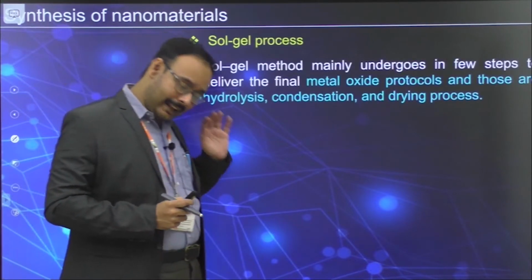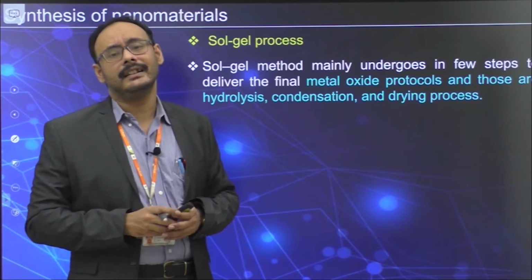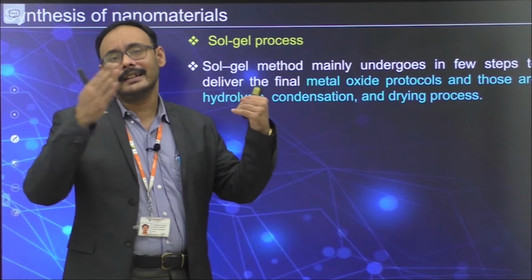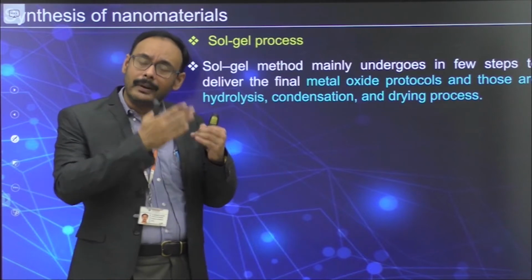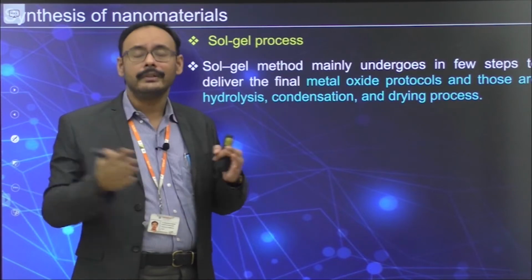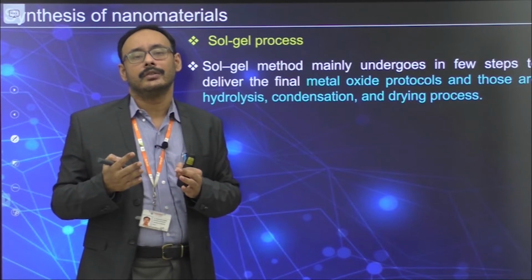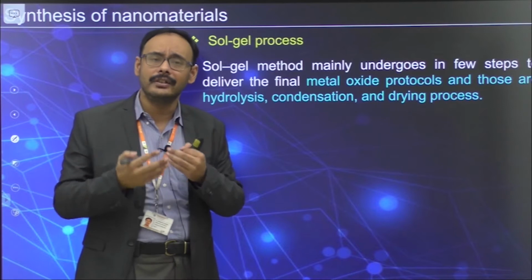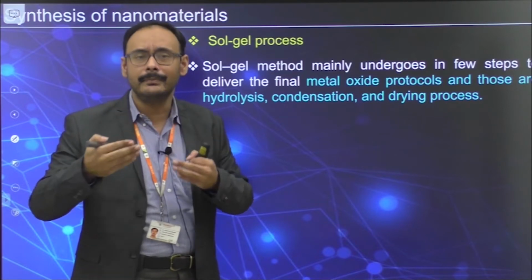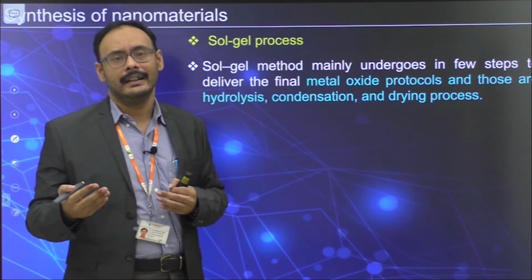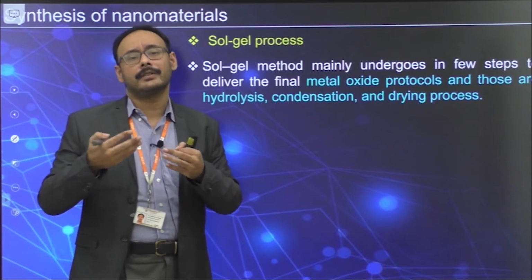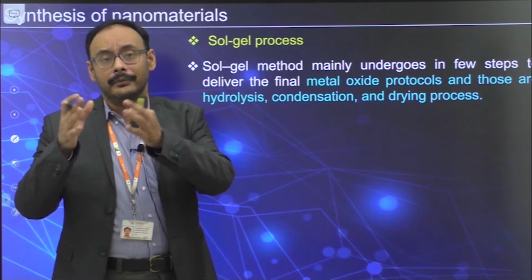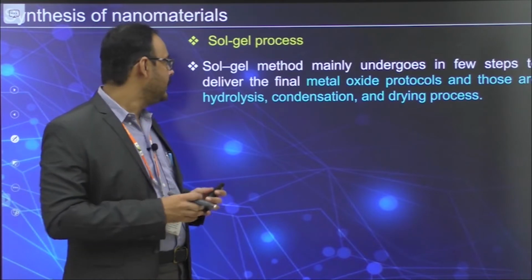So as far as the sol gel method is concerned, it goes from the precursor, as I said, to the nanomaterial level via sol and gel. That's how the entire process goes. Once you have this kind of concept, then you can break them down into different steps. In fact, each step contributes to some extent to the overall formation of nanomaterial.